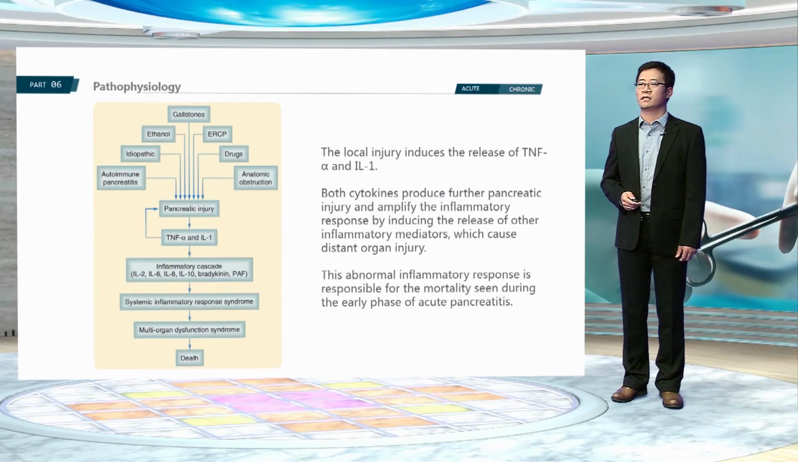Pathophysiology. The local injury induces the release of TNF, tumor necrosis factor alpha, and IL-1, interleukin-1. Both cytokines produce further pancreatic injury and can amplify the inflammatory response by inducing the release of other inflammatory factors, which can cause distal organ injury. The abdominal inflammatory response is responsible for the mortality seen during the early phase of acute pancreatitis.